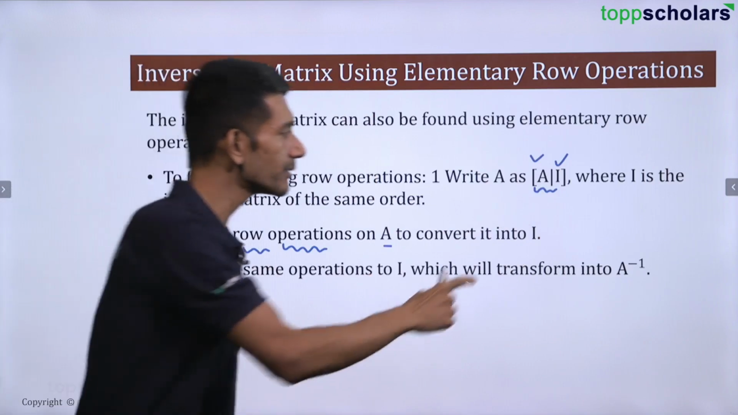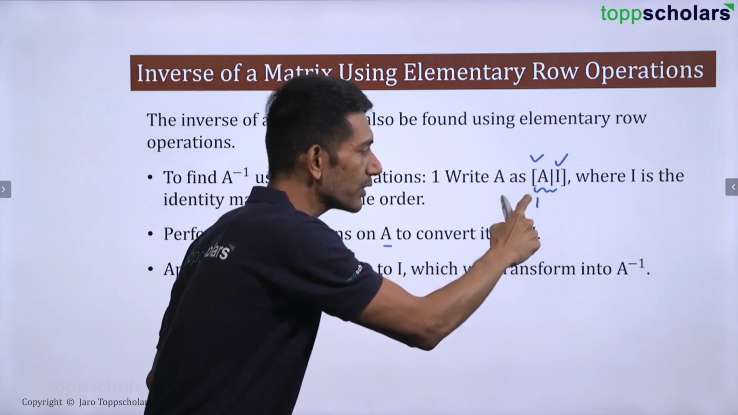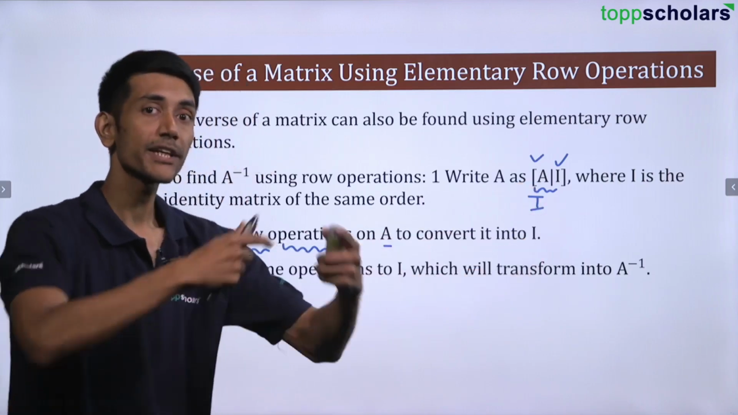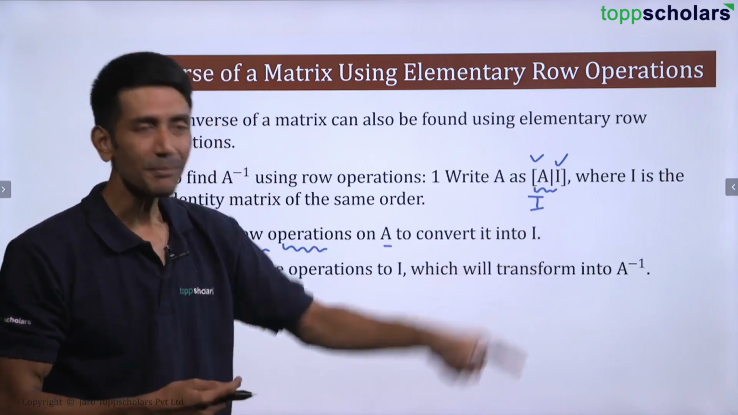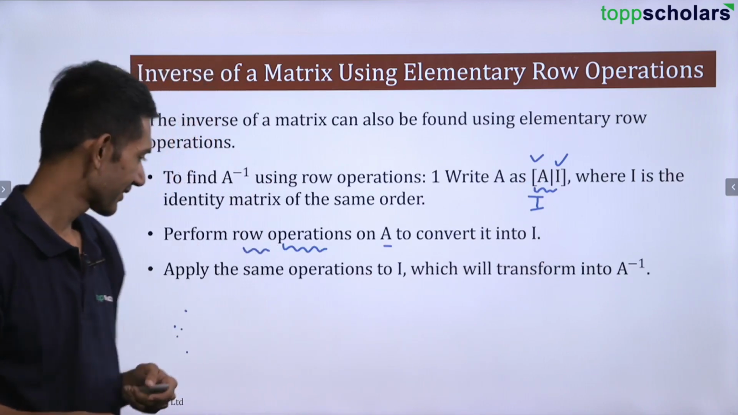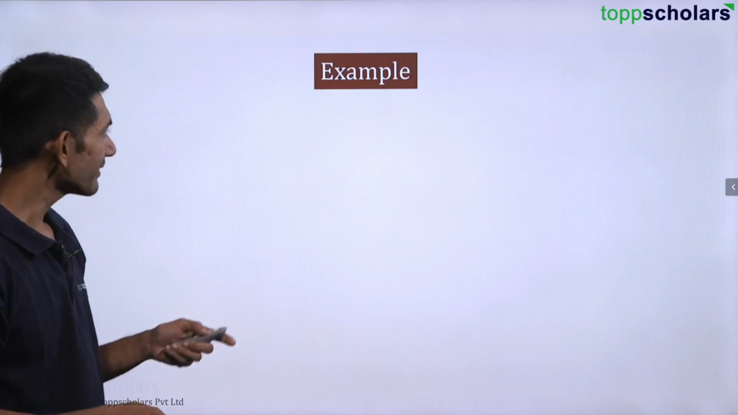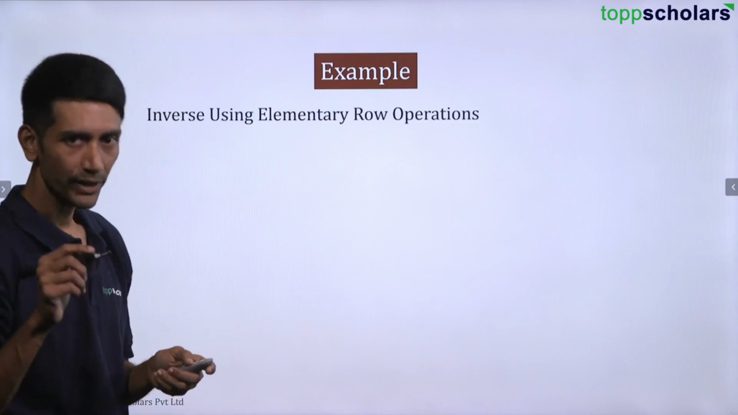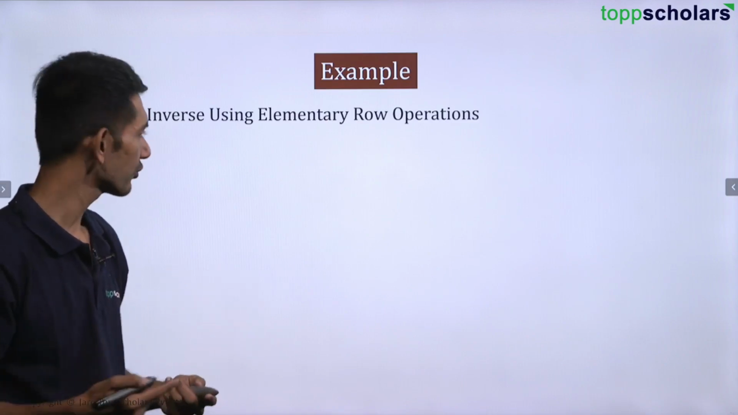Then what happens is, this A gets converted to I, and this I gets converted to some matrix. That matrix is nothing but your A inverse. So that is how you find the inverse of a matrix. Okay. So let us see an example. Inverse using elementary row operations. So inverse using what? Elementary row operations.